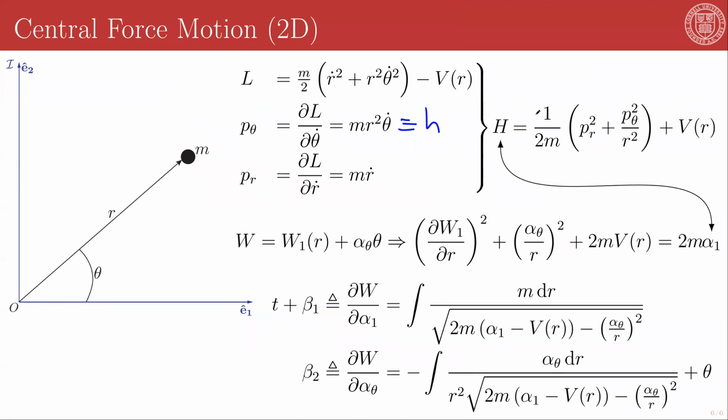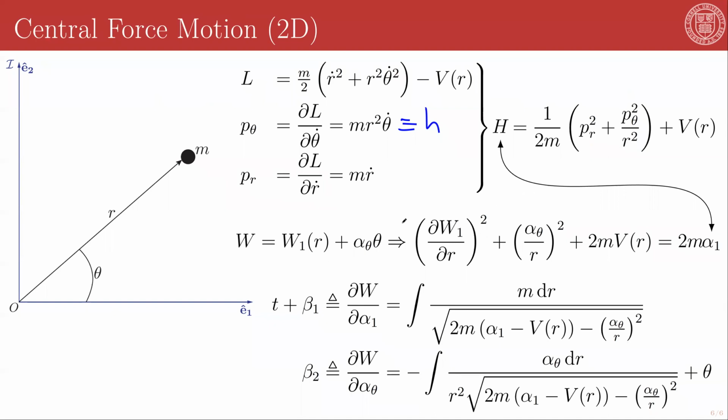The Hamiltonian of the system is therefore 1 over 2m times the quantity p sub r squared plus p sub theta squared over r squared plus the potential function. And the Hamiltonian in this case is equal to the total energy of the system. And so we will call the Hamiltonian the constant alpha 1. As a quick aside, we wrote this down by inspection, but you can verify this by formally applying the Legendre transformation to the Lagrangian, and I urge you to do so as a check on your understanding.